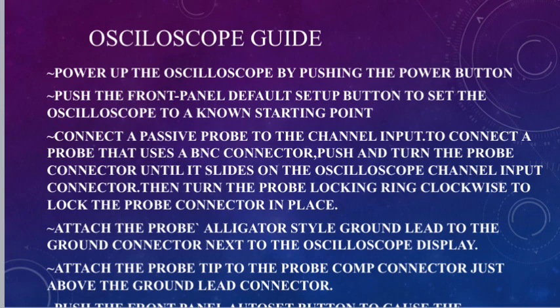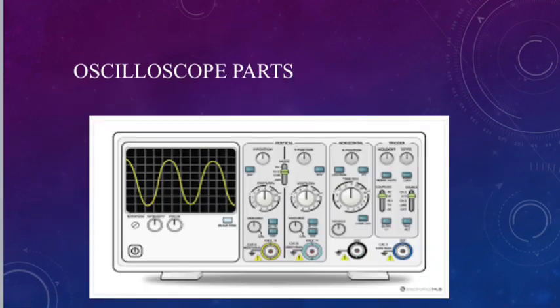connector in place. Next, attach the probe alligator style ground lead to the ground connector next to the oscilloscope display. Next, attach the probe tip to the probe connection just above the ground lead connector. Okay, this is the oscilloscope parts.